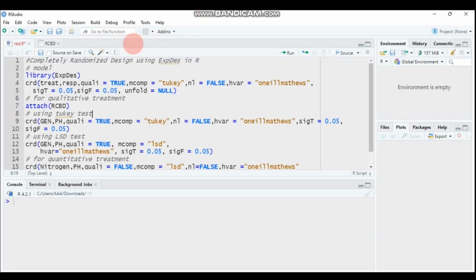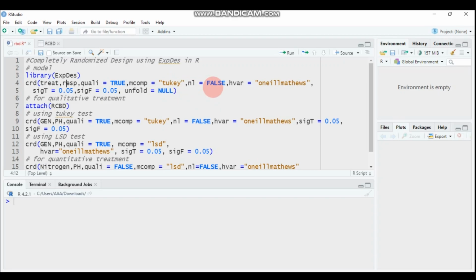As usual, you have to load this package, which stands for experimental design, and the model for the completely randomized design is here, which you have to follow. You know that the model of CRD is treatment and the error. So here is the treatment, followed by the response variable, and here is the qualitative argument. That means we are assuming that the treatment is qualitative, and here is the multiple comparison that you're going to use on the basis of your preference.